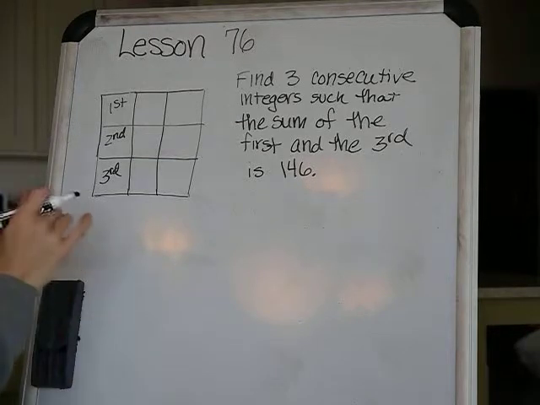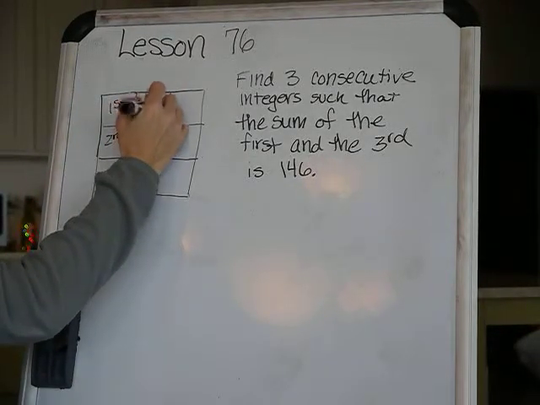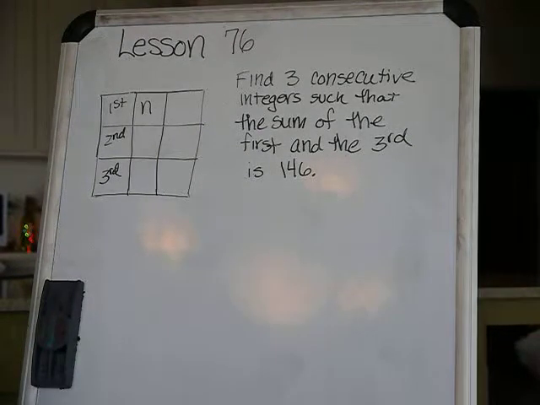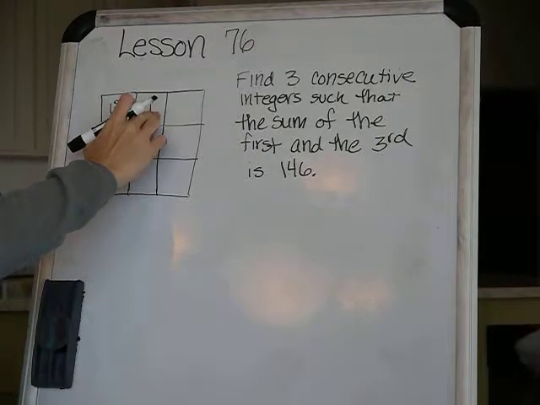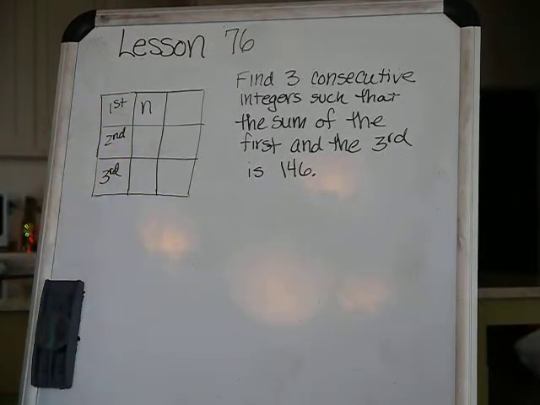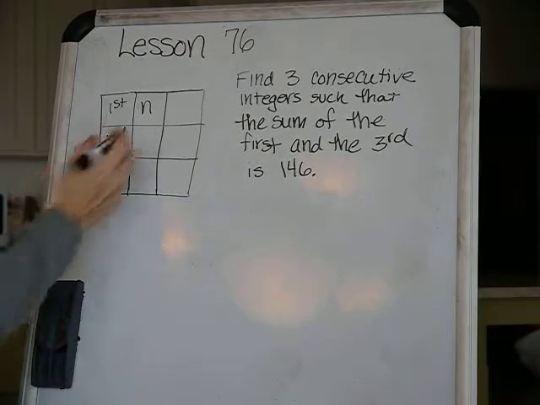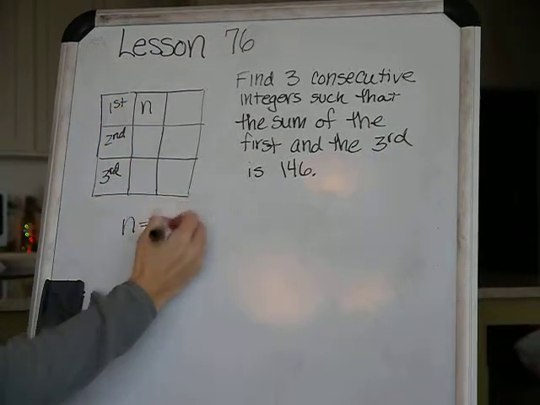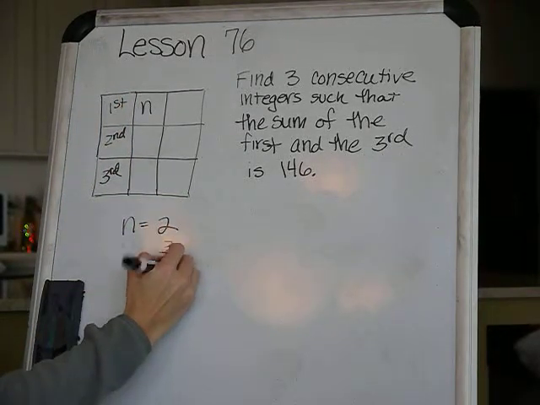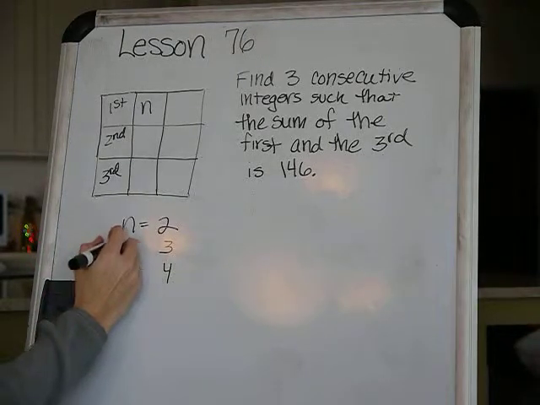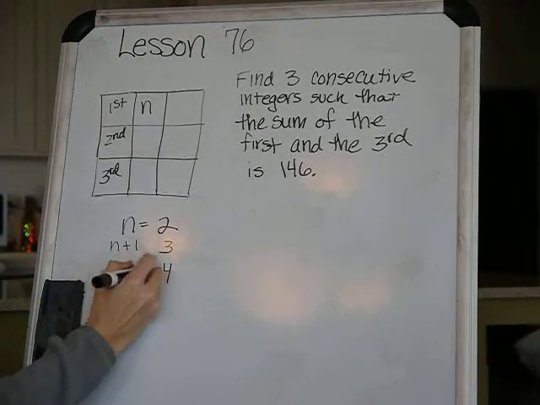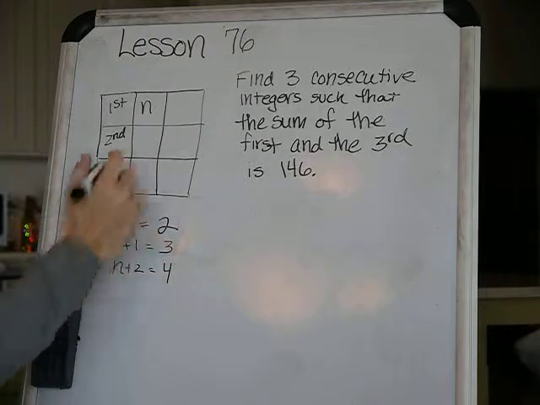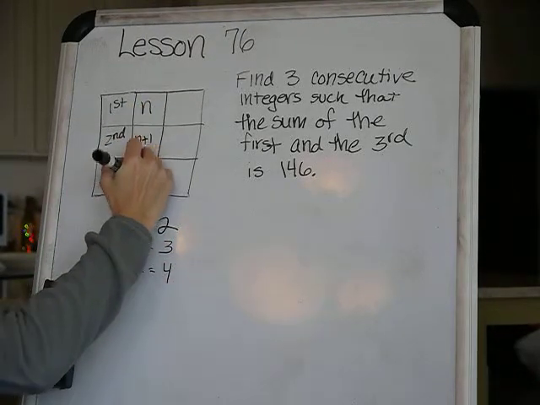Now, call n the first variable. The first one we don't know. If the first number is n, the second one is 1 after n. Let's say n equals 2. The next consecutive integers are 3 and 4. So it's n plus 1 and n plus 2. You see that? N plus something.